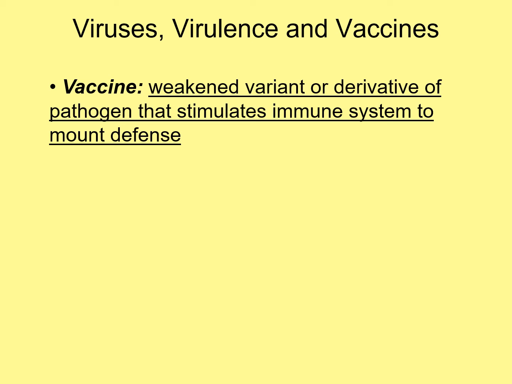Or a derivative of a pathogen, so maybe, for example, just the spike protein on the COVID virus, essentially what's on the outside of the envelope that it's using to infect the cells. Or in the case of bacterial vaccines, we often kill the bacteria and we use the dead bacteria as part of the vaccine.